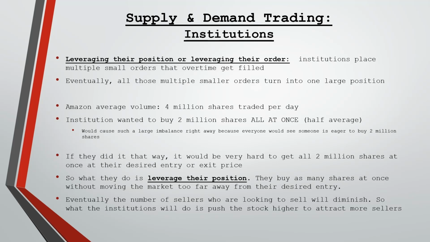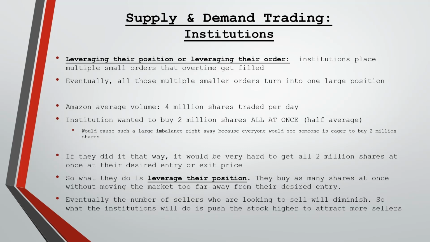But at some point, though they still will be leveraging their position, the number of sellers who are looking to sell will diminish, if we're talking about a bullish move, right? Because they're buying, the number of sellers is going to diminish. And what they do is push the stock higher to attract more sellers after the originating sellers diminish. And that is what we look for. And that's how we trade off supply and demand.